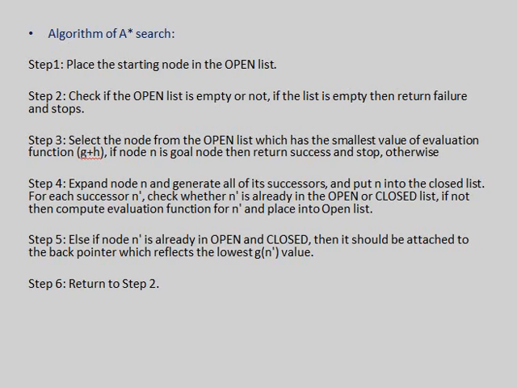Otherwise, find out the successors of that node n and again calculate f of n, then find the lesser value of f of n from that node and add that node in a closed list. If the node n is already in an open or a closed list, then it should be attached to the back pointer which reflects the lowest g of n value. And the last step is to make that list empty.